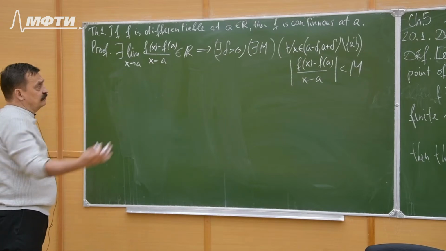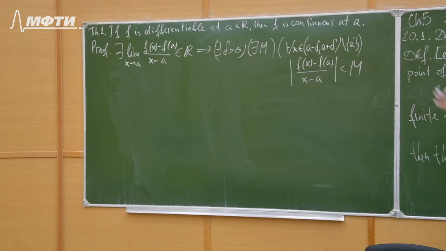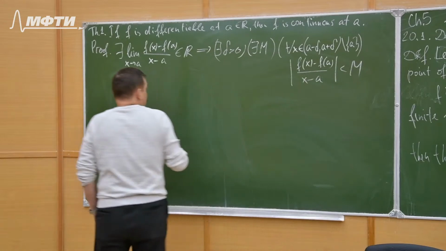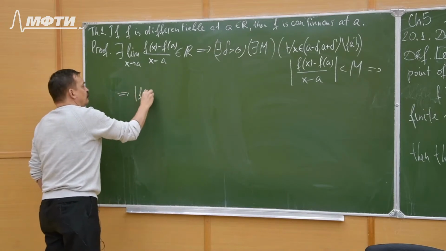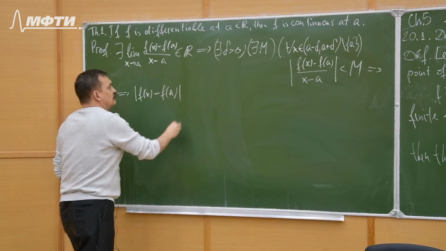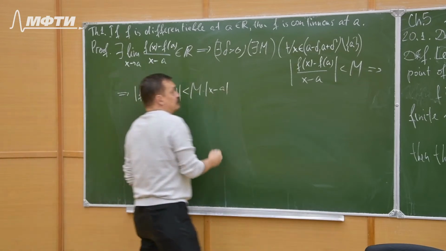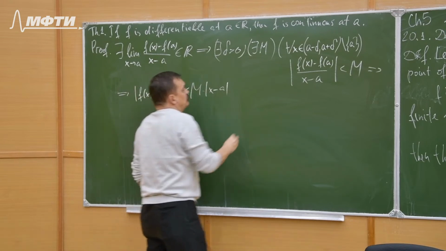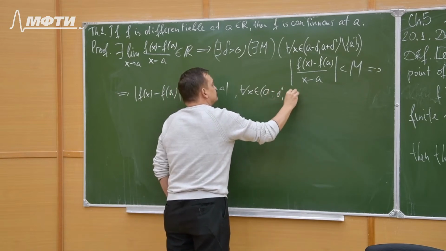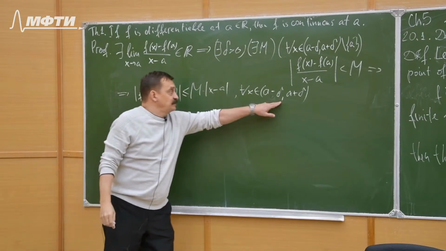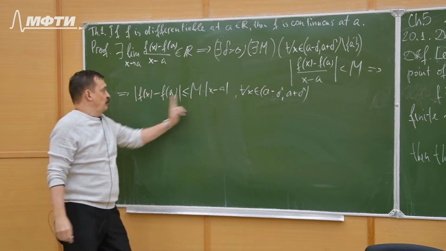So there was a property that if a function has a limit, then it is bounded in a punctured neighborhood. And we used that property. What it means, let me write it down: modulo f of x minus f of a less than or equal to M times modulo x minus a. Now this inequality is valid in a neighborhood. Why? Because for a punctured neighborhood it follows from this inequality, and if x equals a, then both are zeros, right?